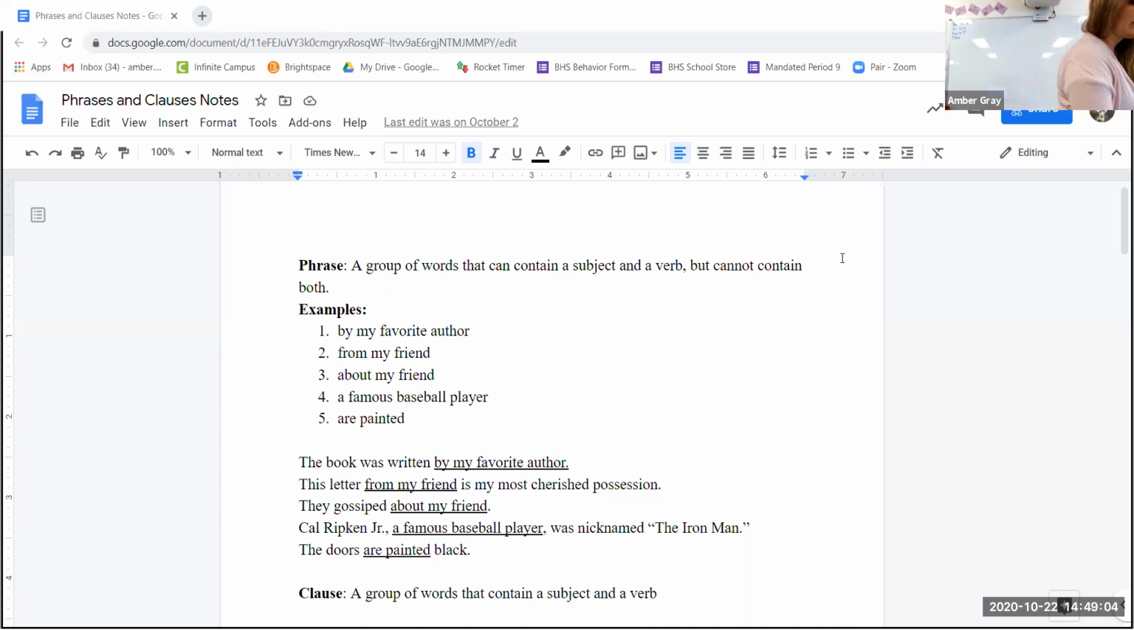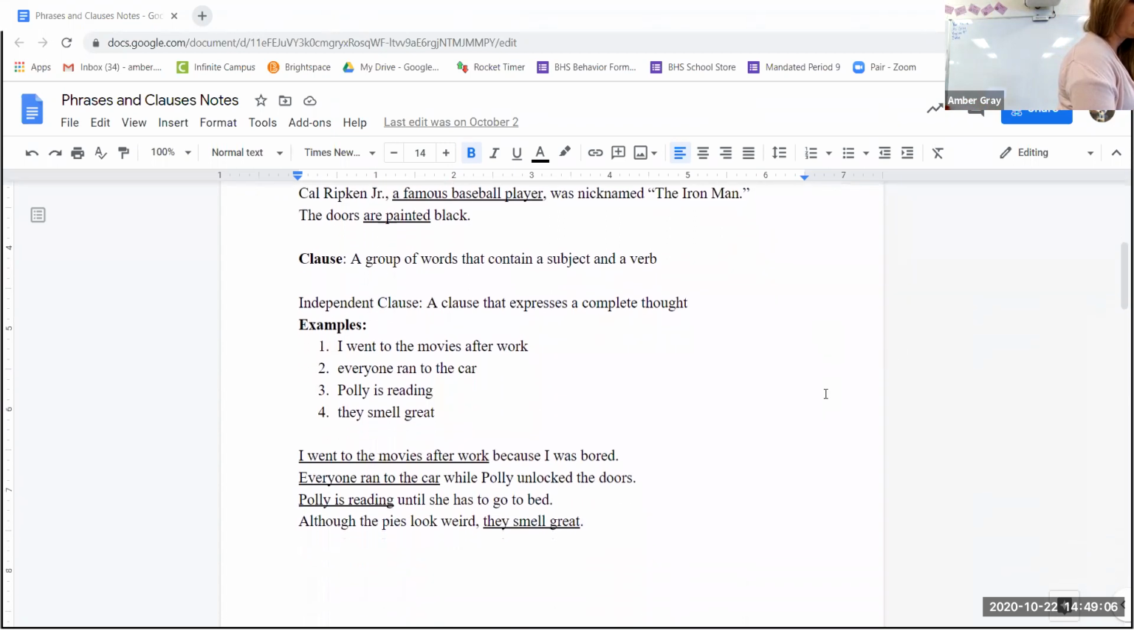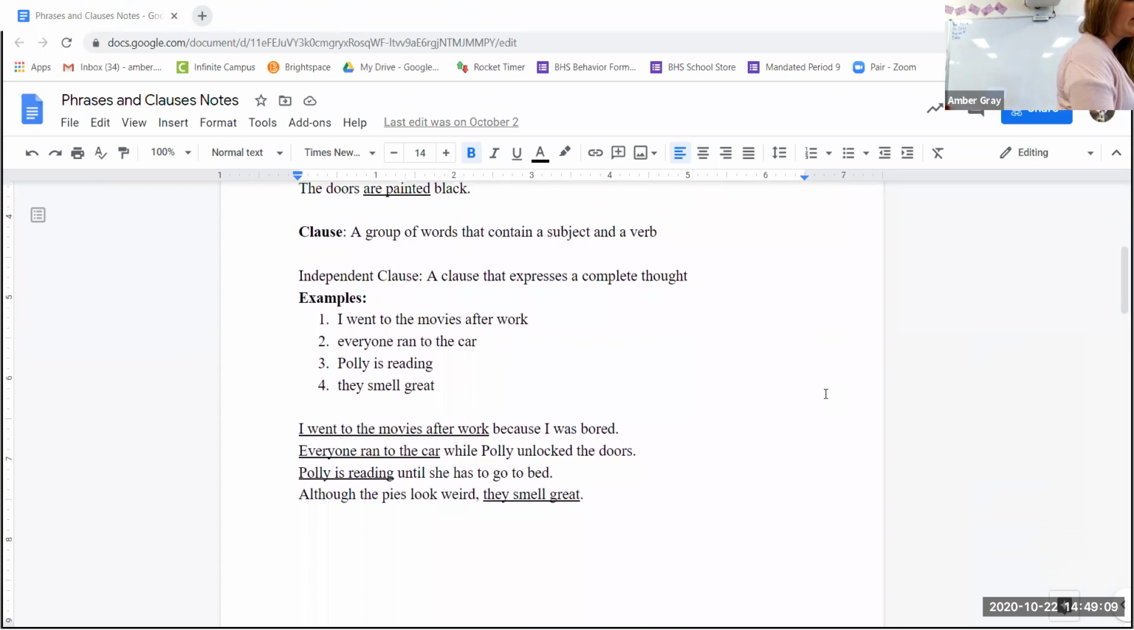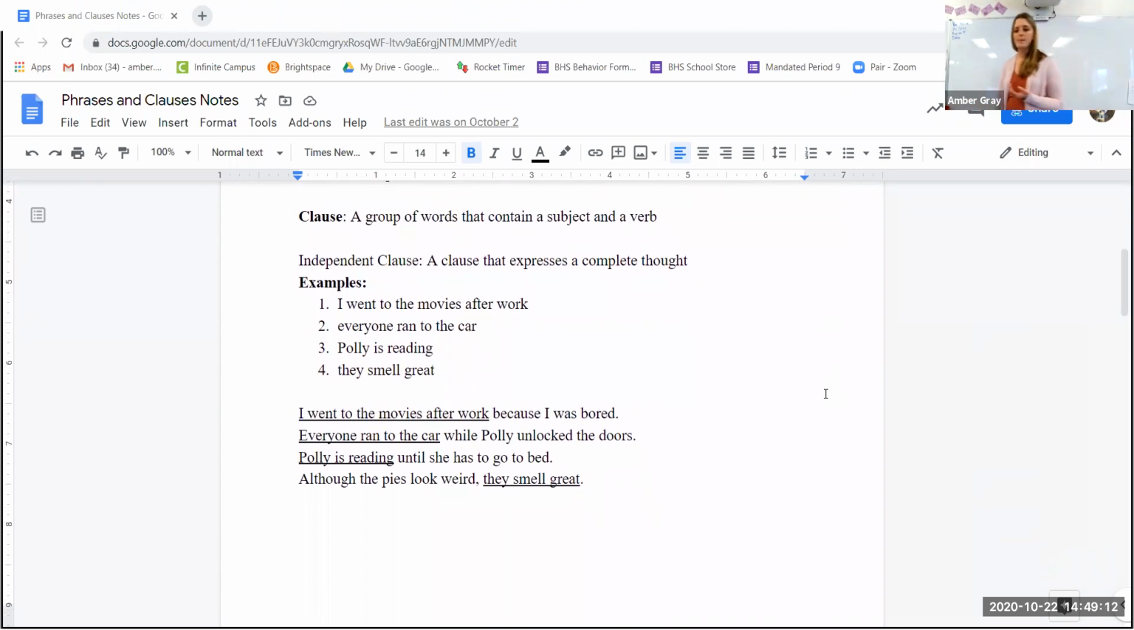Okay. Clauses, on the other hand, you may already be guessing what the difference between a clause and a phrase is. A clause is also a group of words, like I said, but they do contain both a subject and a verb. That's the difference between a phrase and a clause. Still another unit of words together, just like a phrase is, but they have both a subject and a verb. Okay, and now there are two types of clauses that we want to talk about. So an independent clause, right here, okay, is a clause that expresses a complete thought. So what that means is it can act as a sentence.